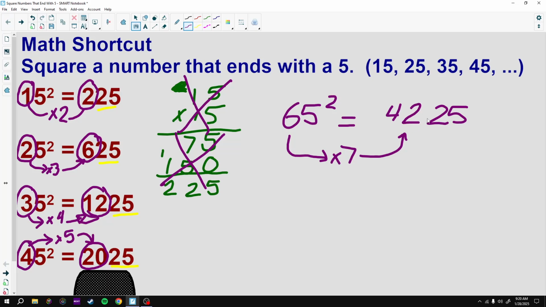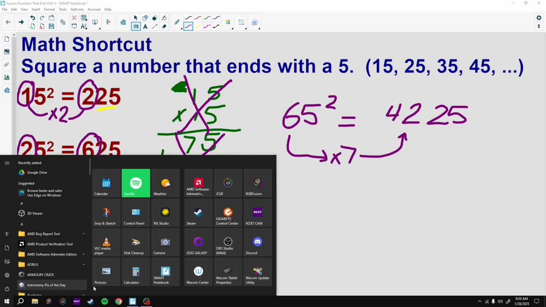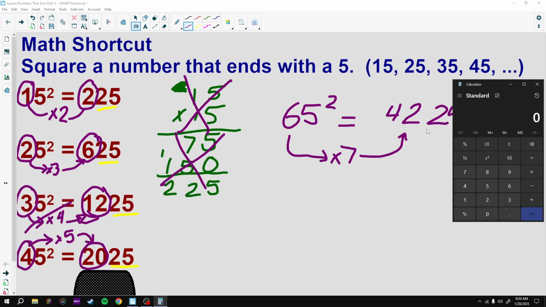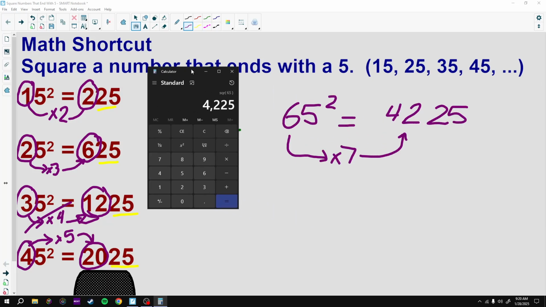So 4,225. Let me see if I can grab a calculator real quick and just verify that. So 65, I'm going to hit the squared button. There it is. 4,225.